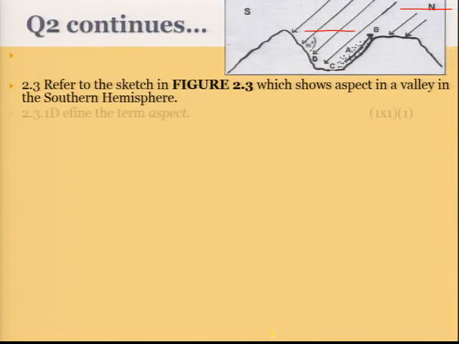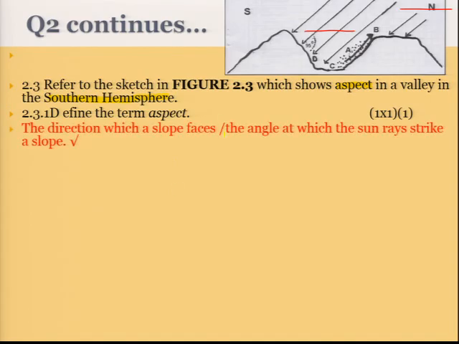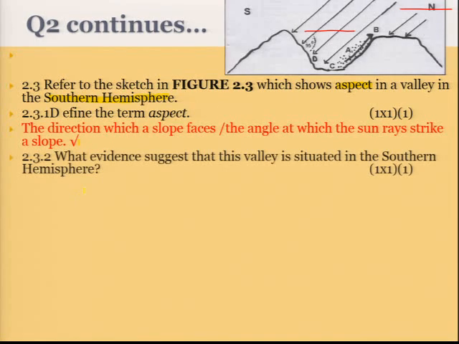Aspect. Let's refer to figure 2.3, which shows aspect, the direction in which the slope faces. And this time, correctly, we are in the southern hemisphere. Define the term aspect: the direction in which the slope faces, correct? Or they could say the angle at which the sun rays strike the slope. And that will be 1 mark for the definition there.